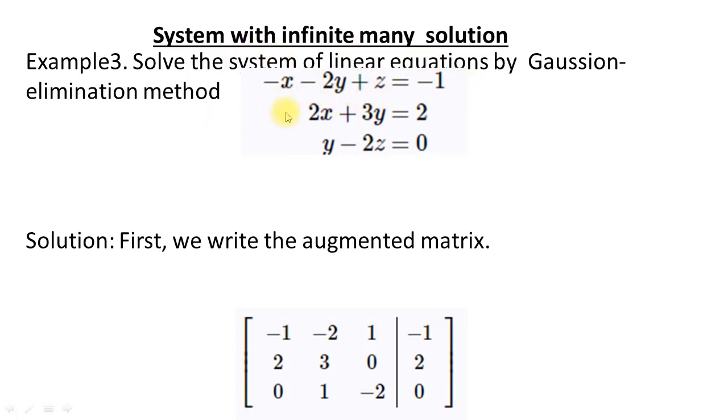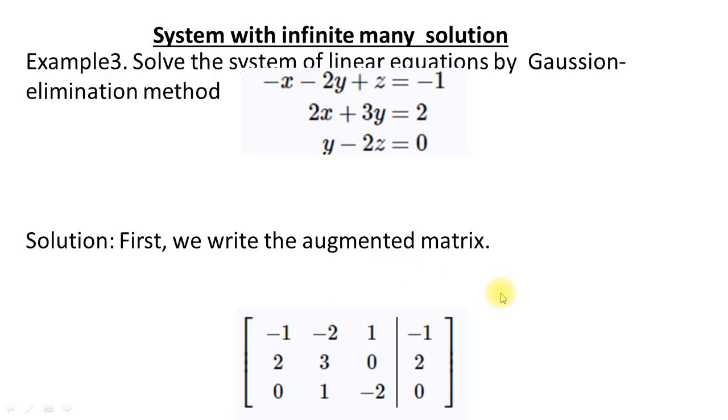We have a system of 3 equations: minus x minus 2y plus z is equal to minus 1, 2x plus 3y is equal to 2, and y minus 2z is equal to 0. First of all, write the augmented matrix of this system. This is the augmented matrix, this is the coefficient matrix, and this is the constant matrix, the constants of the system of equations which lie on the right hand side of the system. So this is the augmented matrix.